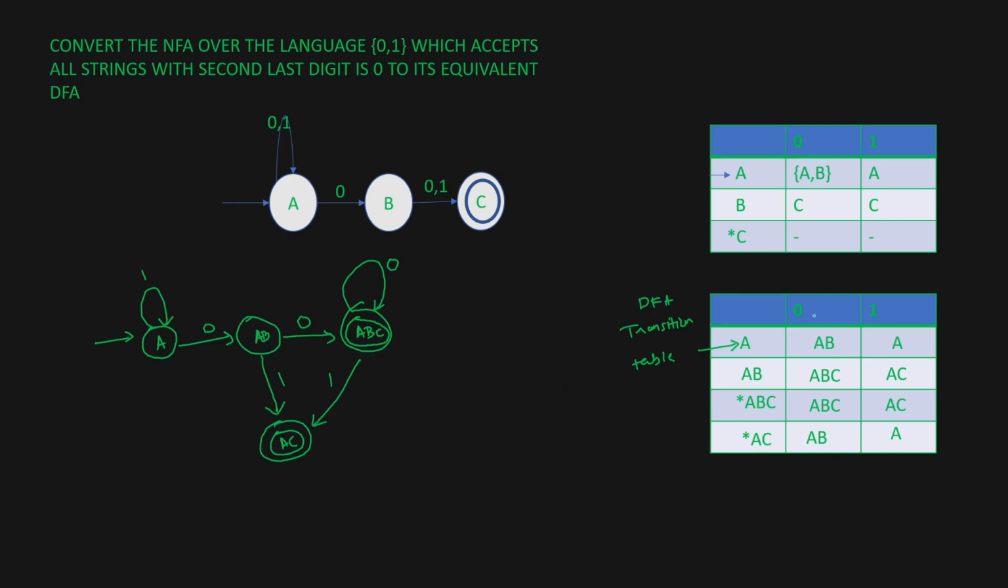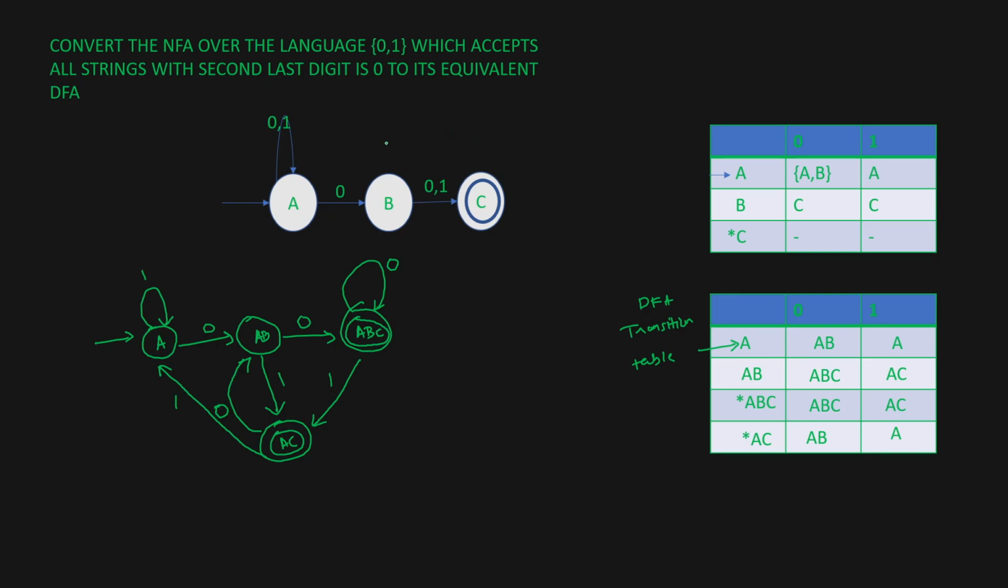So you get input 0, you are going to state AB, and you get input 1, you are going to state A. Okay, so this is our constructed DFA, the equivalent DFA for this NFA.